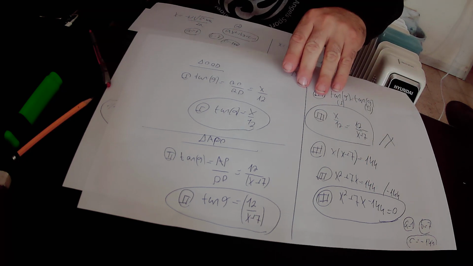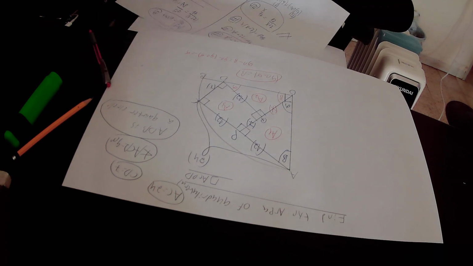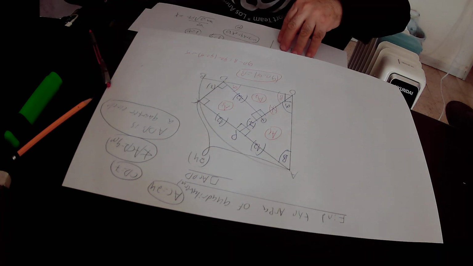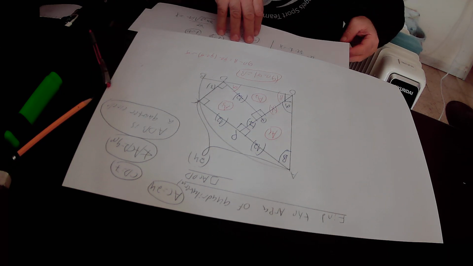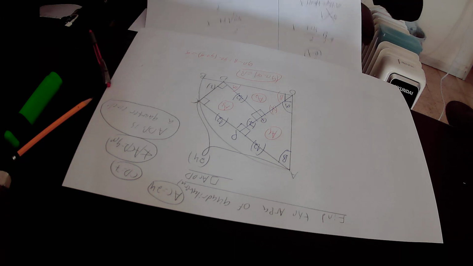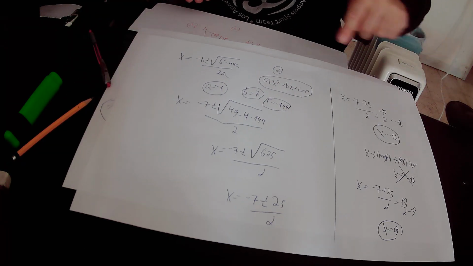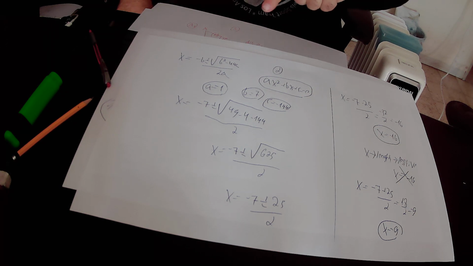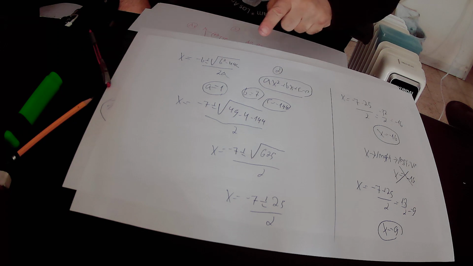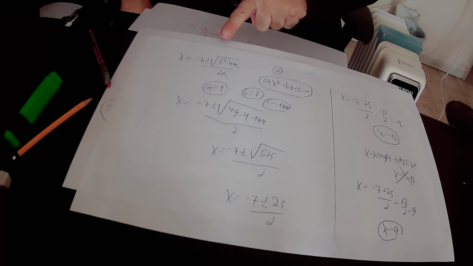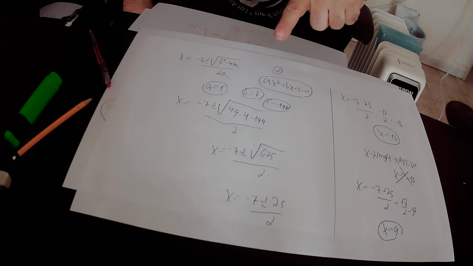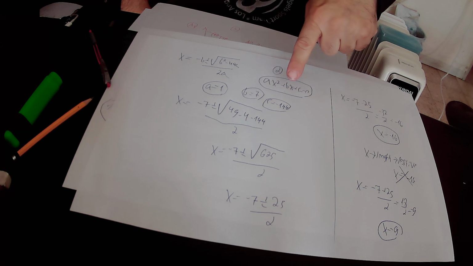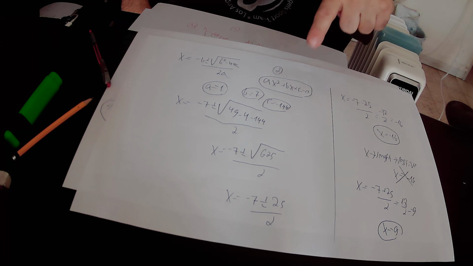And the general formula for the solution of any quadratic equation is x equals minus b plus or minus the square root of b squared minus 4ac, over 2a. I remind you that a, b, and c are the coefficients of the quadratic equation. In our specific quadratic equation, the coefficient a equals 1, the coefficient b equals 7, and the coefficient c equals minus 144.